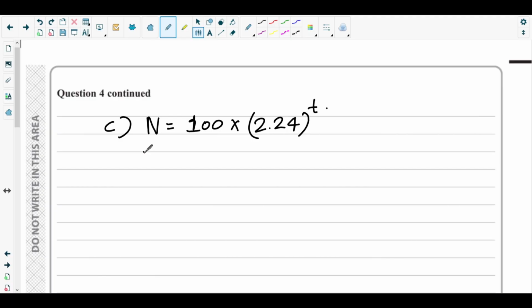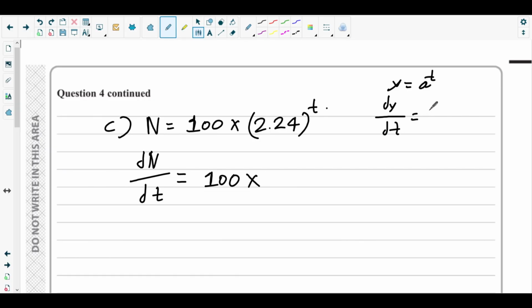Now differentiate dn over dt. dn over dt would be 100, the coefficient, times the derivative of a to the power t. If y equals a to the power t, where a is a constant, then dy over dt equals a to the power t times ln a. So a to the power t is 2.24 to the power t, times ln 2.24.